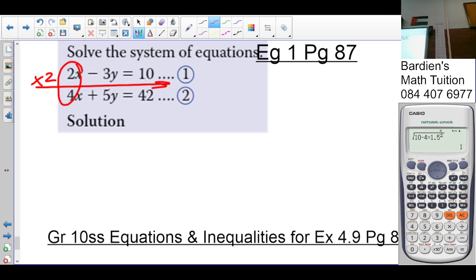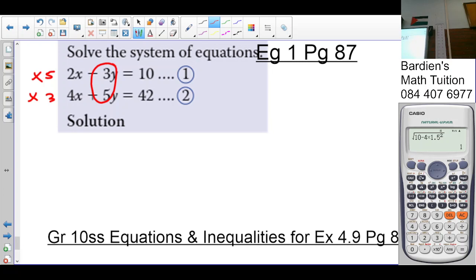What if you wanted to eliminate the y? What is the LCM there? 15. Now we will multiply the first line by 5, which gives you 10x minus 15y equals 50. And the second line you multiply by 3, which is 12x plus 15y equals 126, I think. You guys understand?